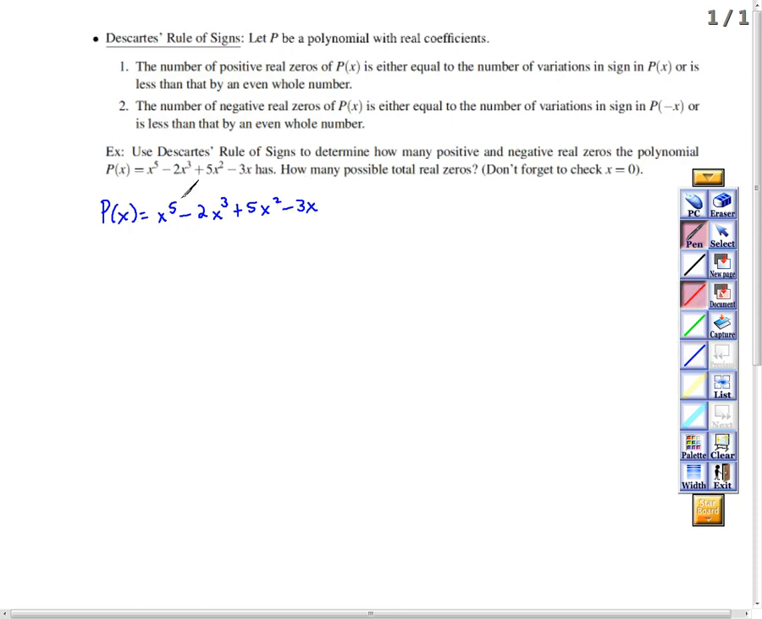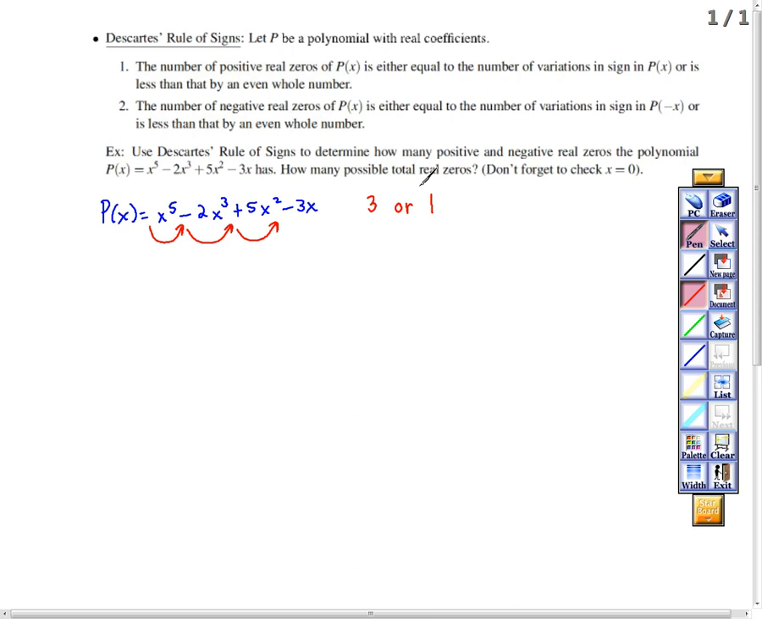Now we're going to look at the sign changes. We have a positive sign in front of x to the fifth, so positive changes to a negative, changes to a positive, and a positive changes to a negative. That means there are 3 positive real zeros. This first part also says, or it's less than that by an even whole number. So I take the number of zeros and I subtract 2 from it. So there's 3 or 1.